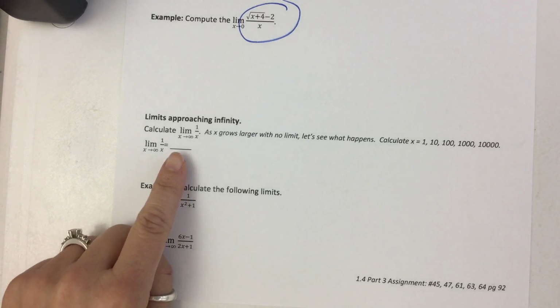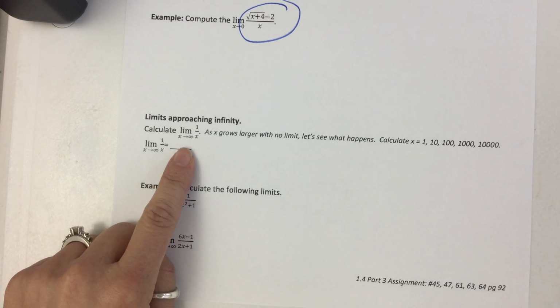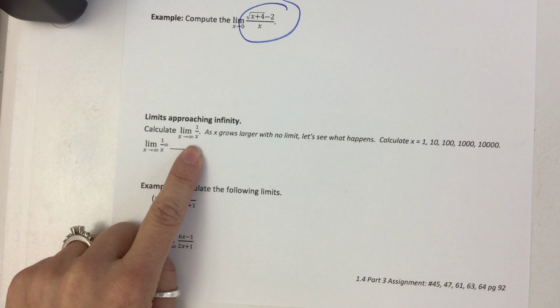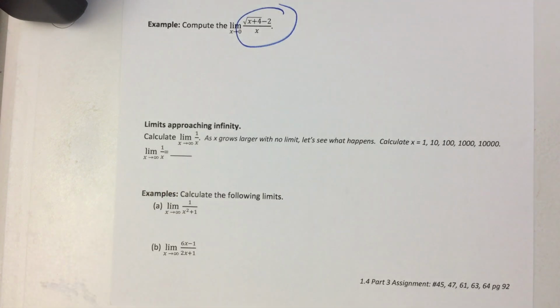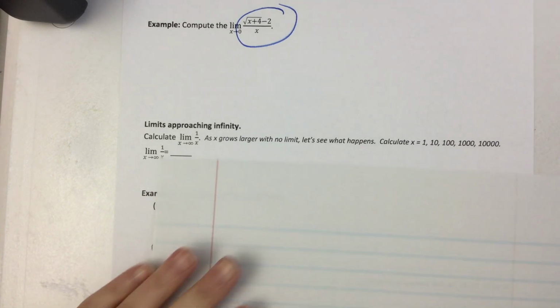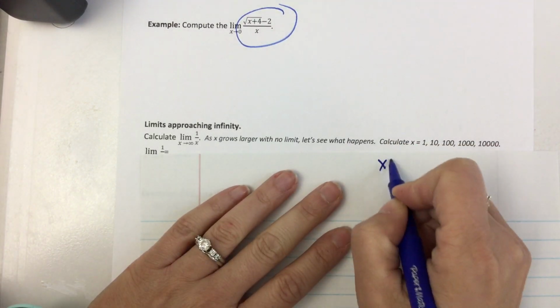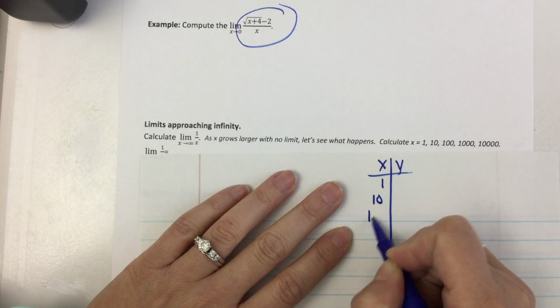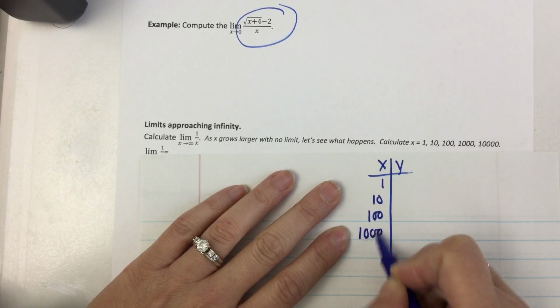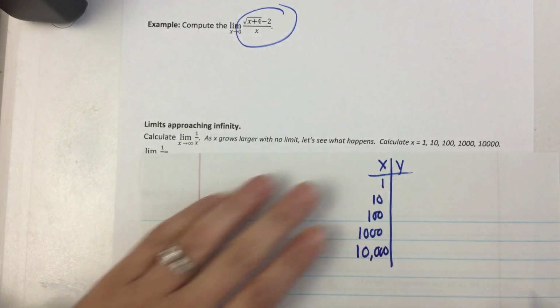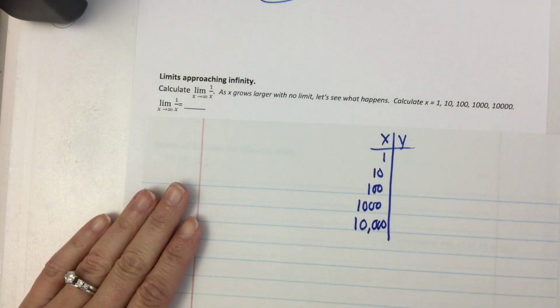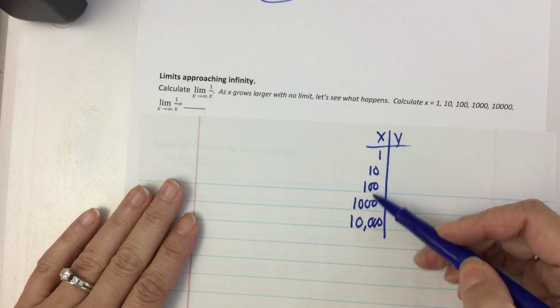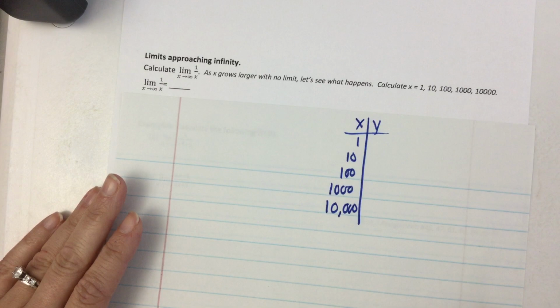So it says to calculate the limit as x approaches infinity of 1 over x. So what we have to do to calculate it is go ahead and see what happens. So they want us to do a little table. They said, all right, well, let's say that x is 1, then x is 10, then x is 100, then x is 1,000, and we're going to go crazy and even go to 10,000, okay, to see what happens, because this is going to infinity. It just keeps getting larger and larger and larger.